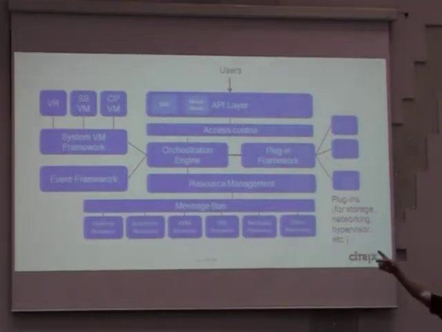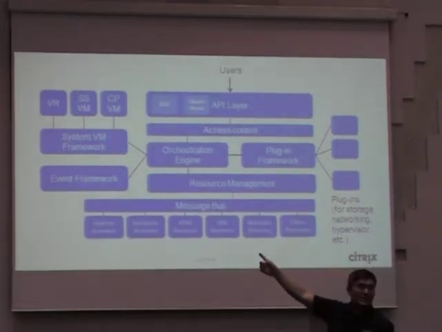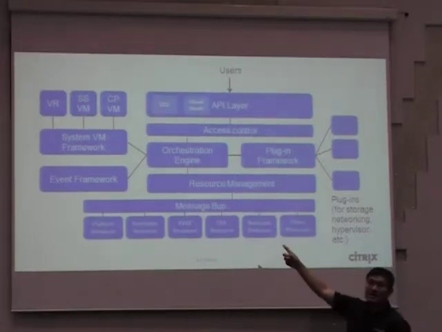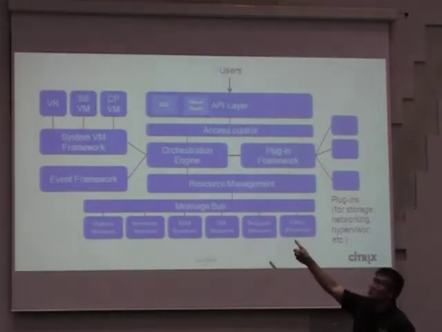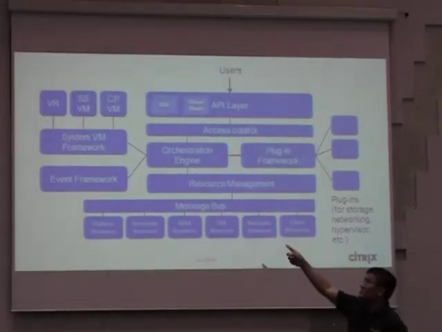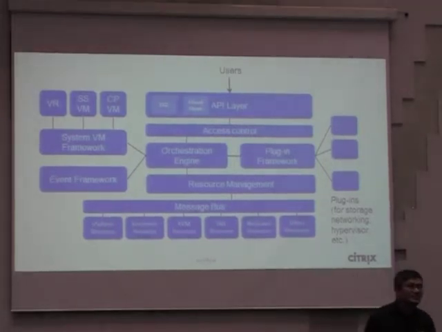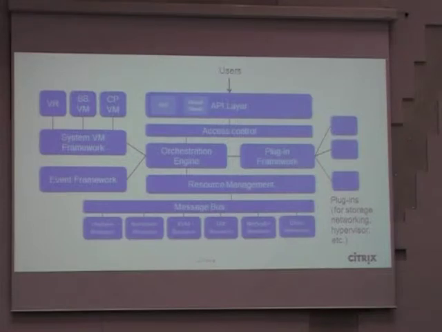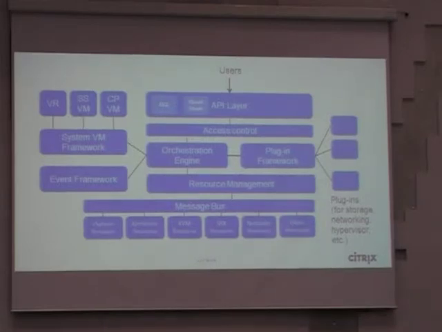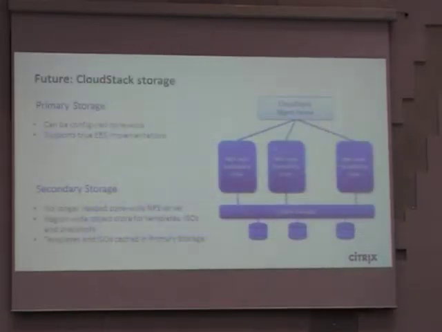So if you know about CloudStack already, you know terms like VR, virtual router, terms like secondary storage VMs, SSVM, or terms like CPVM, console proxy VM. These are all examples of system VMs. So we'll show you.